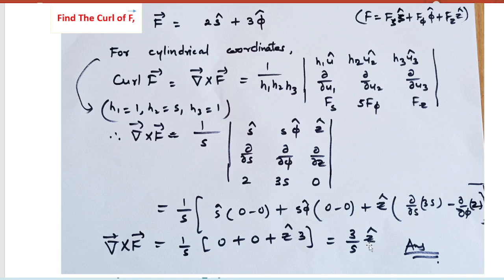So this is how we can find out the divergence, gradient and curl in different coordinate systems, and that table is very important, where you have the h1 h2 h3 in different coordinate systems.